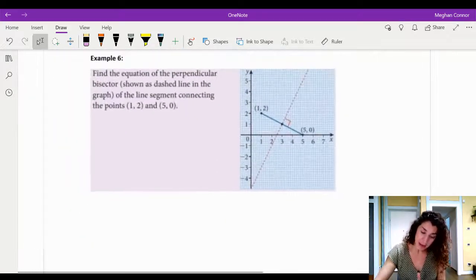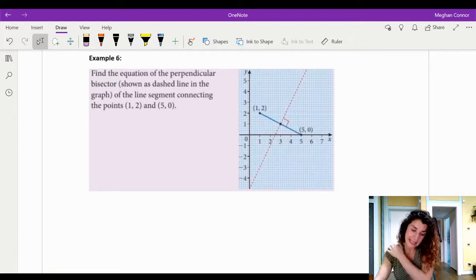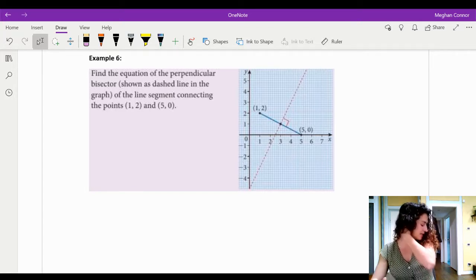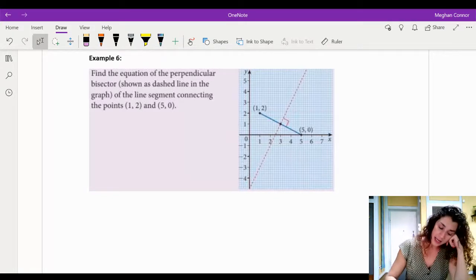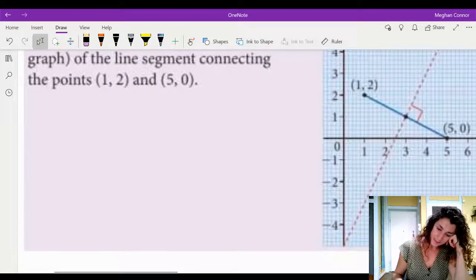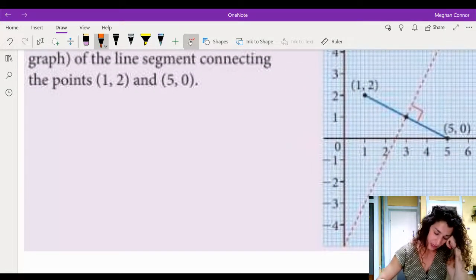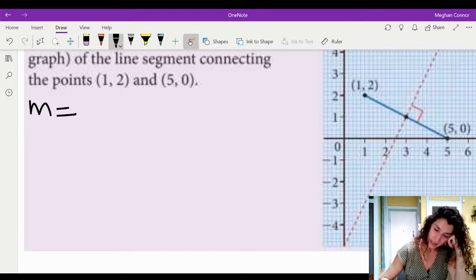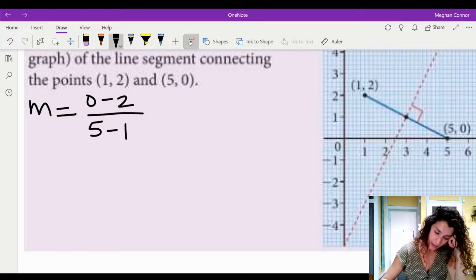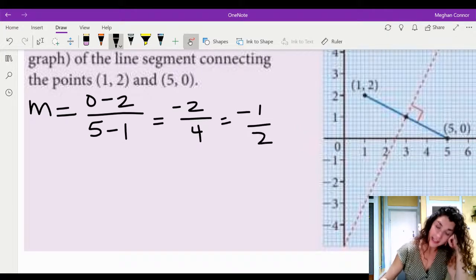Okay, find the equation of the perpendicular bisector shown as the dashed line on the graph of the line segment connecting those 2 points. So we start with a segment and it's been given to us. And so we're just gonna follow these set steps. These set steps are to first find the slope and the midpoint. So my original slope is going to be y1 minus y2 over x1 minus x2. So that's negative 2 over 4, which is negative 1/2.